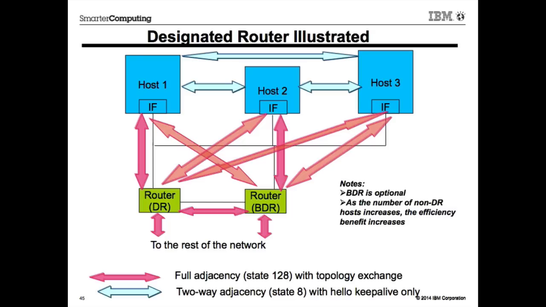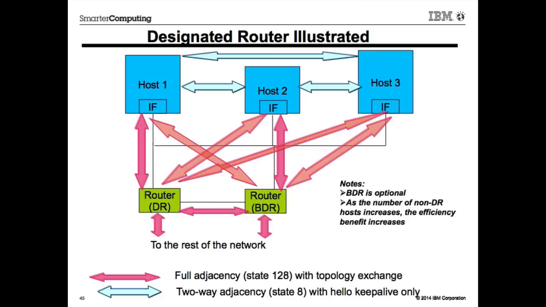So slide 45 illustrates this. I've drawn a LAN here with 2 routers. One's the designated router, one's the backup designated router. I've got 3 hosts. The red arrows indicate full adjacencies. So everybody becomes fully adjacent with the designated router and the backup designated router. The blue arrows indicate two-way adjacency, which means you're only doing hello keepalive. The hosts only become two-way adjacent with each other.